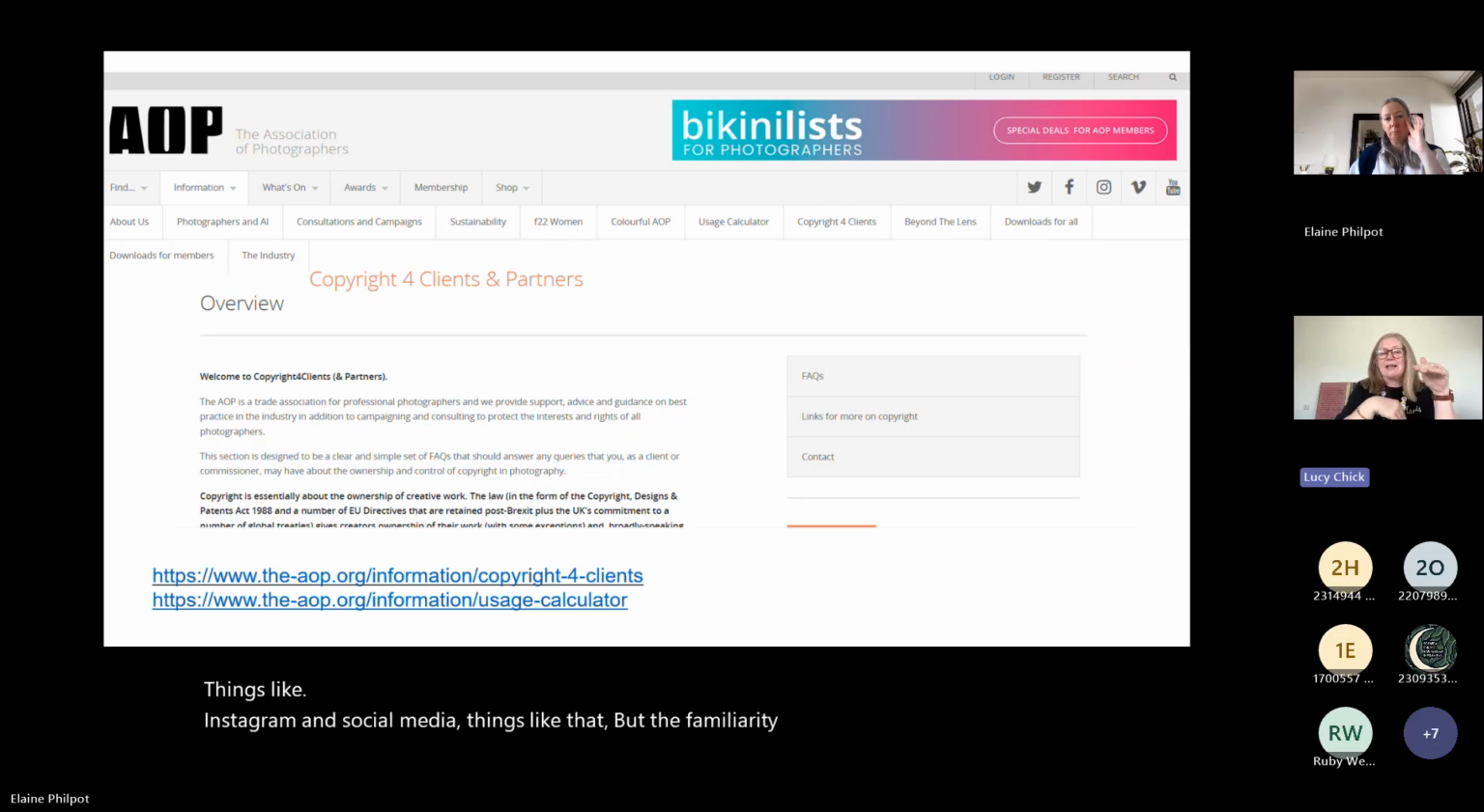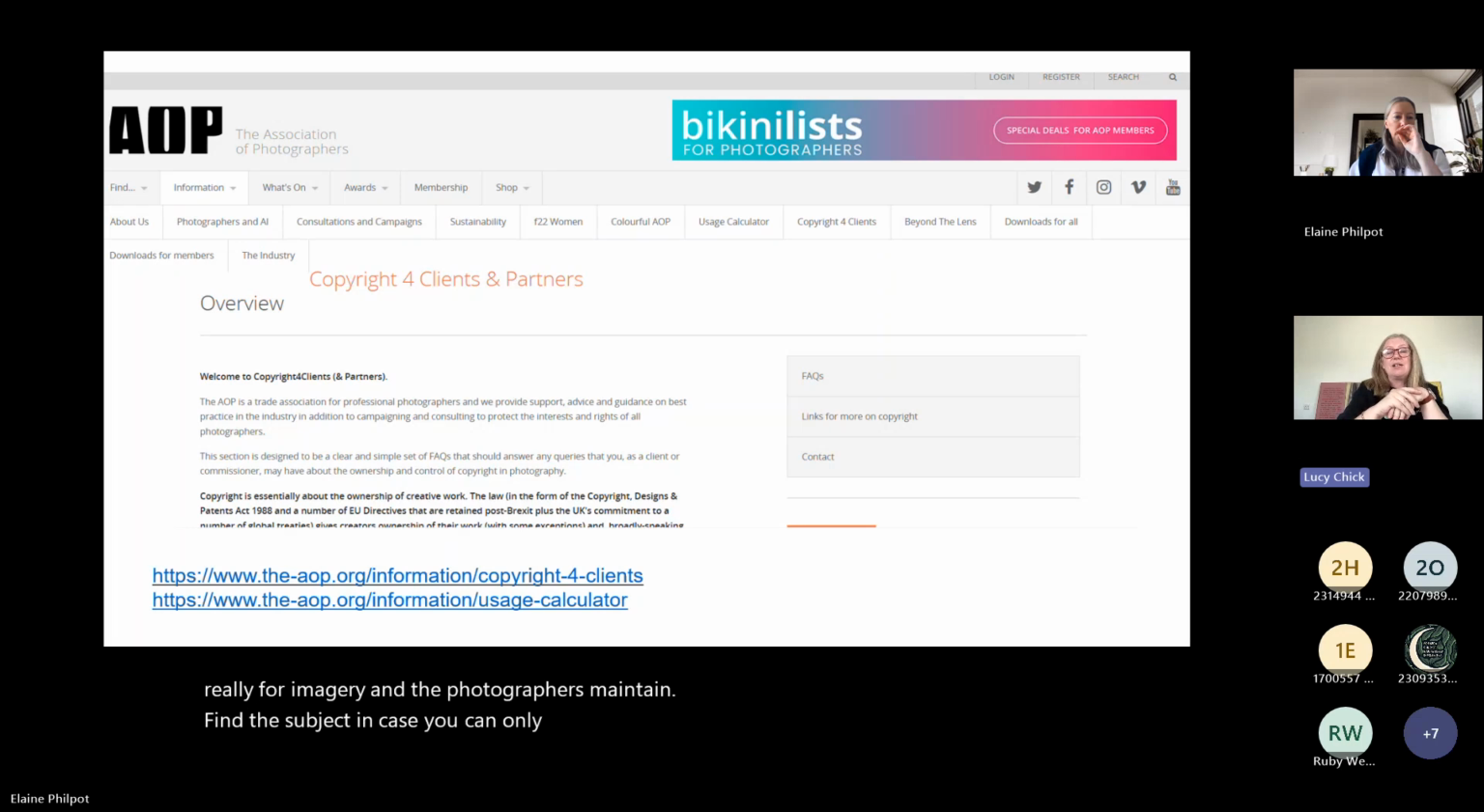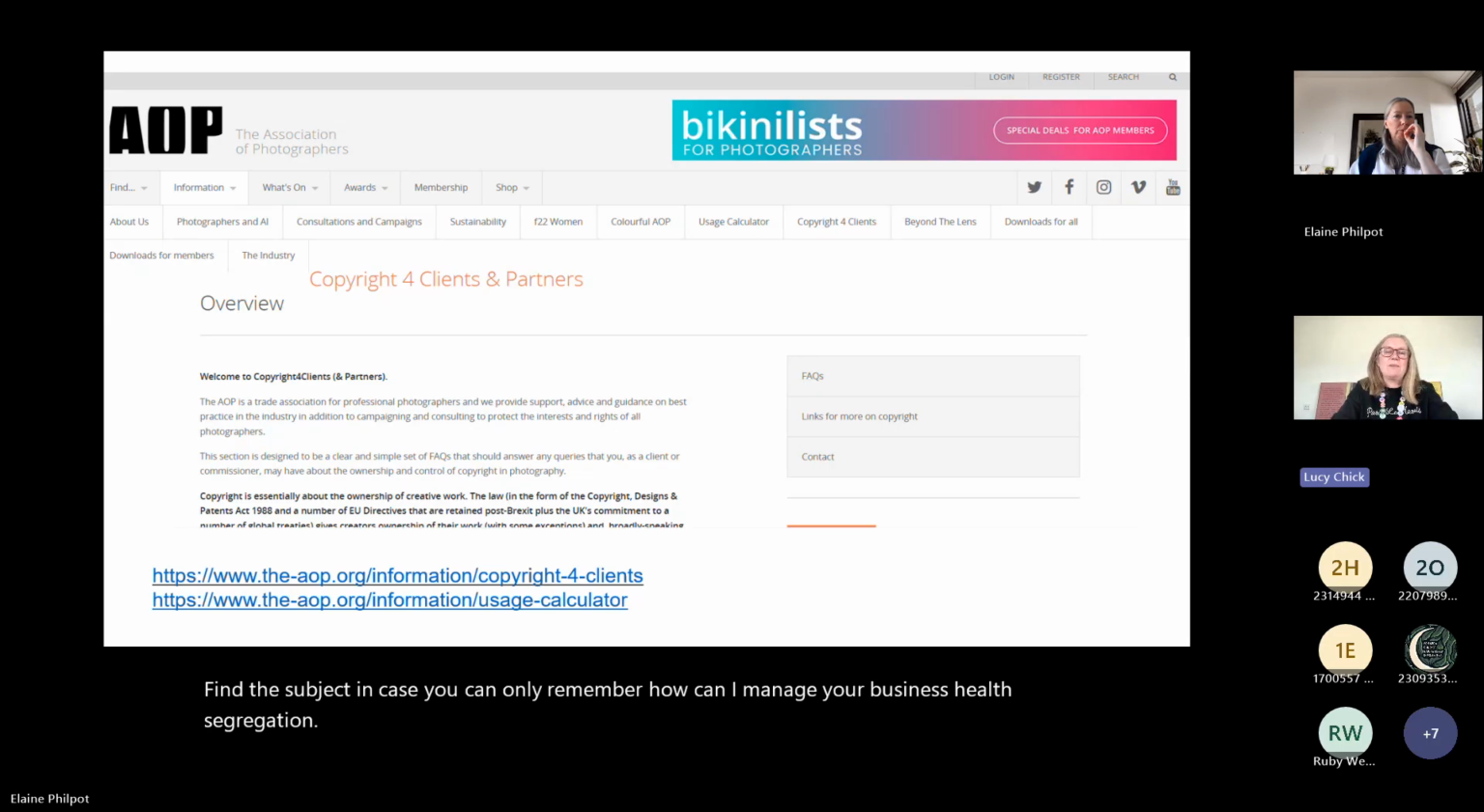Advertising has always had to be paid a premium for imagery, and the Association of Photographers maintains that. It's really important, particularly if you're starting out as a photographer, to not undermine this, because you can undermine the whole nature of the business. Also make sure that you never just hand over raw files to anybody. You're aware of your rights, and they've got lots of information about this.